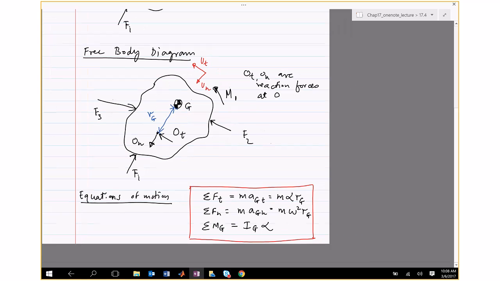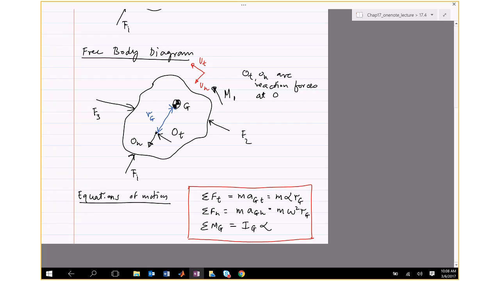So what happens is when you write these forces and write these moments, you will see that ON and OT will appear in the equations. For example, in this moment equation about G, OT times RG is going to appear, because that force at O is acting at a distance r from G. But what will happen in that case is all these three equations would have OT, ON appearing in them.